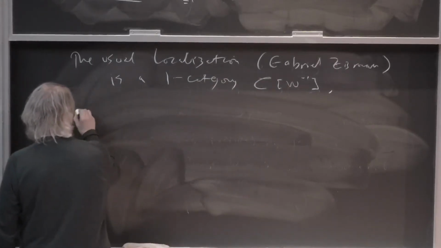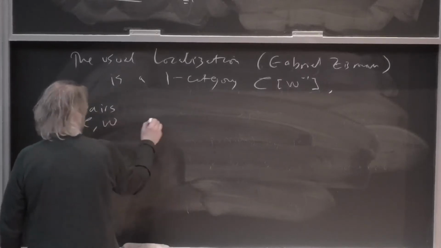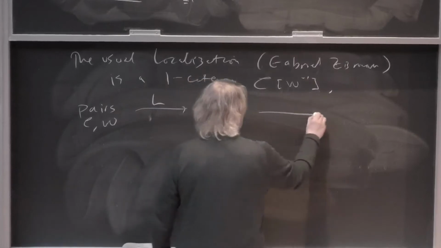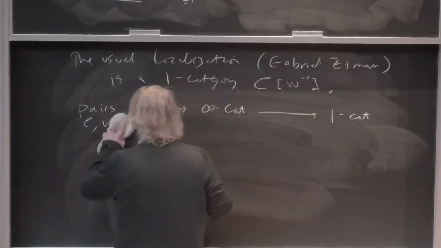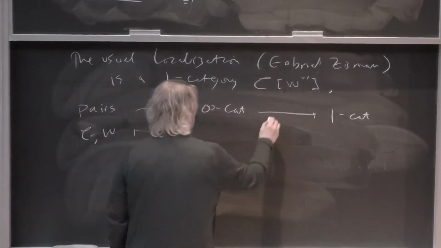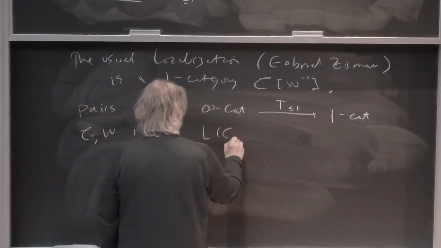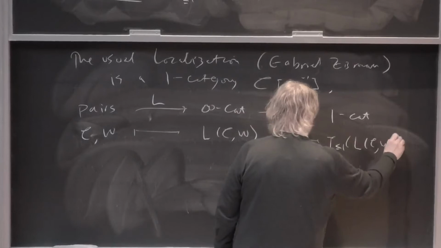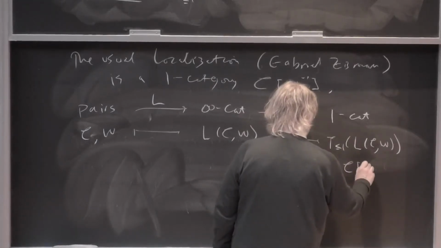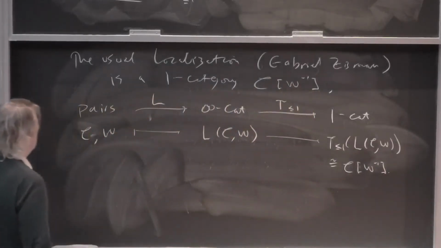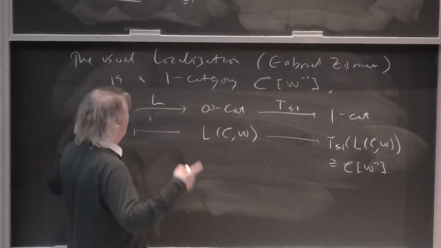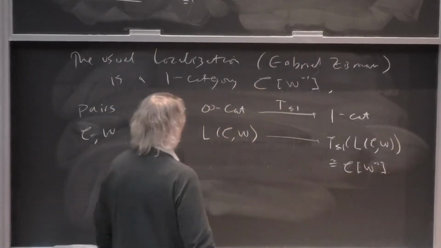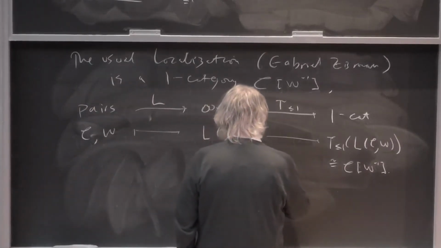So the usual localization is obtained by, and can be viewed, if you like, as obtained by first taking the infinity-categorical localization, then taking the truncation of that. So in this truncation operation, a priori at least, we've discarded the higher homotopy information.